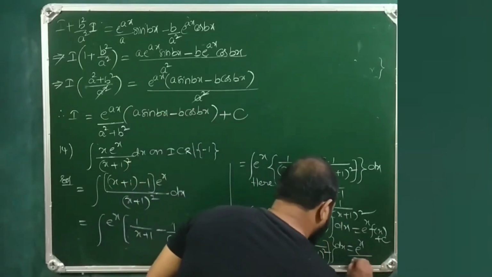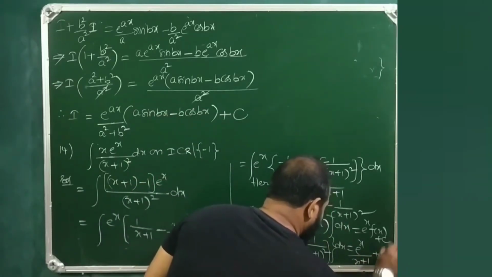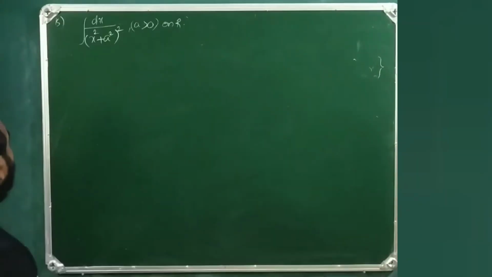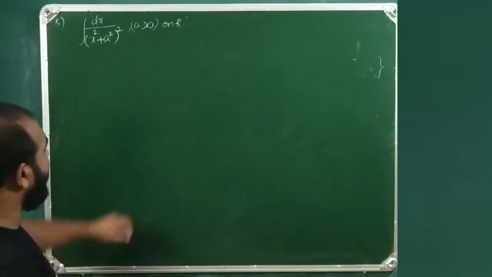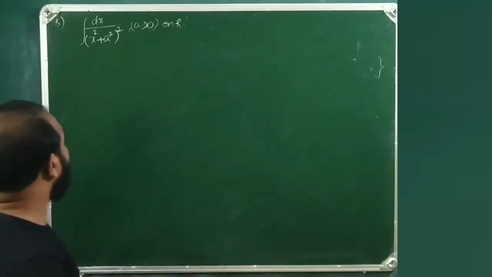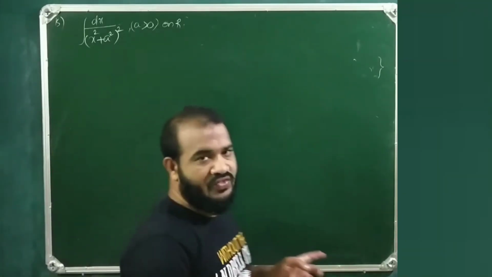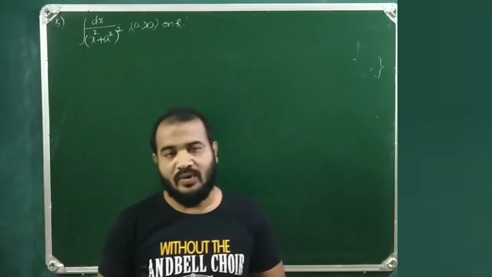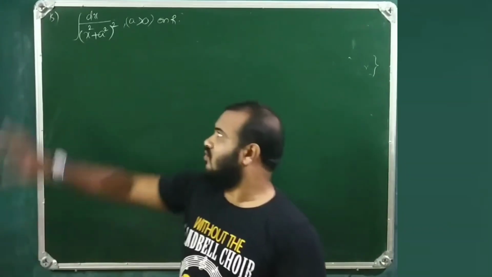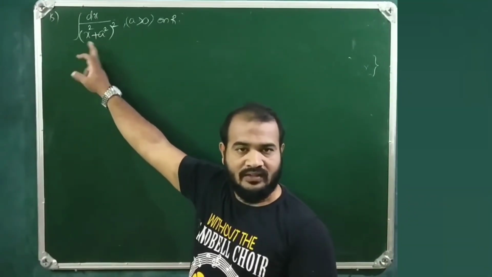So this is x plus 1 plus constant of integration c. Next, integral dx by x square plus a square whole square, a greater than 0 on R. So we have proved integral 1 by a square plus x square dx is equal to 1 by a tan inverse x by a. So it is also similar, 1 by x square plus a square.